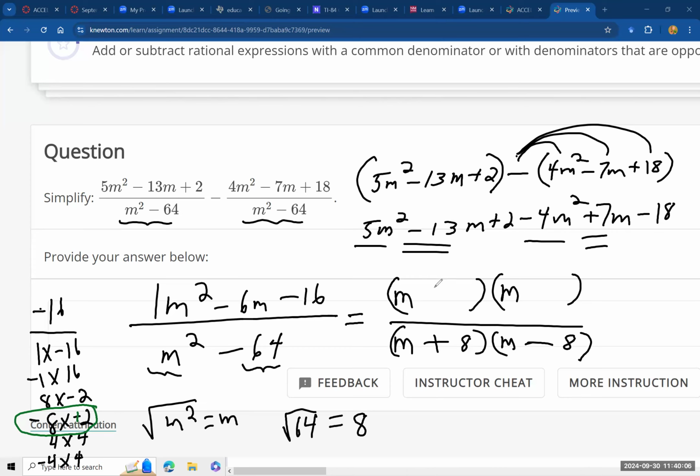And I'm going to double check. m minus 8 times m plus 2. And then what you'll see is that the m minus 8 shows up in both the numerator and the denominator, leaving me with a final answer of m plus 2 over m plus 8.